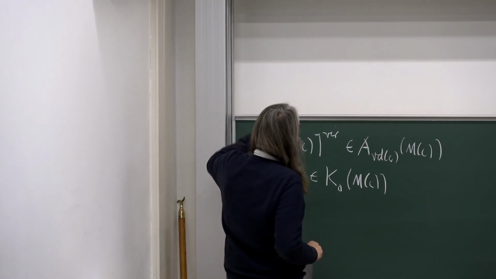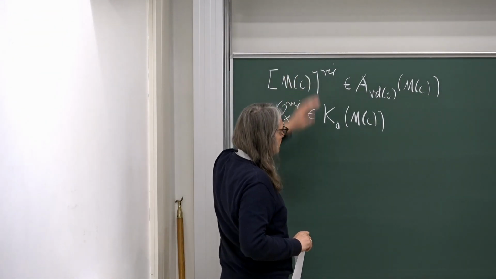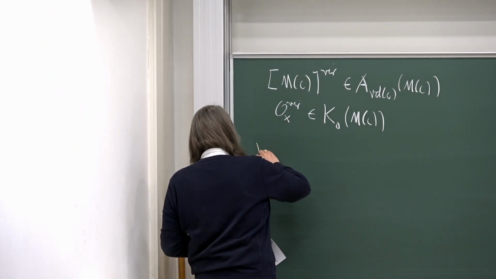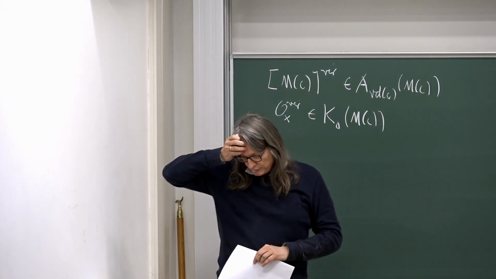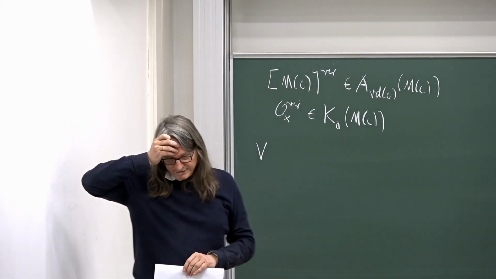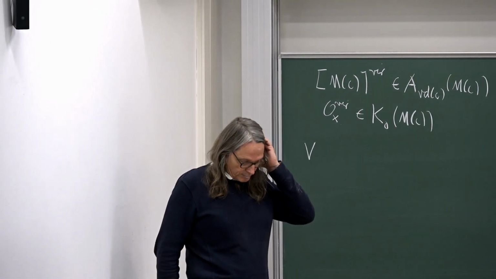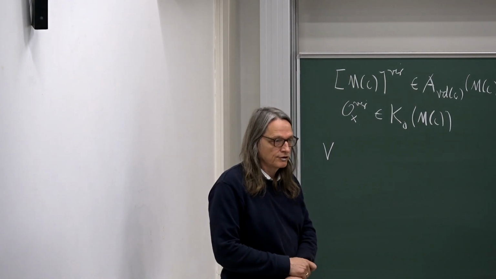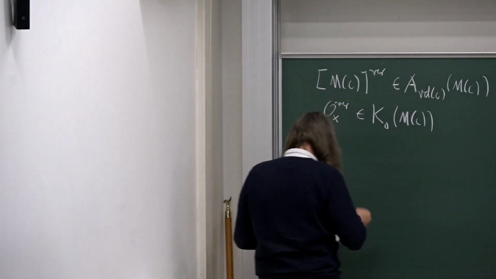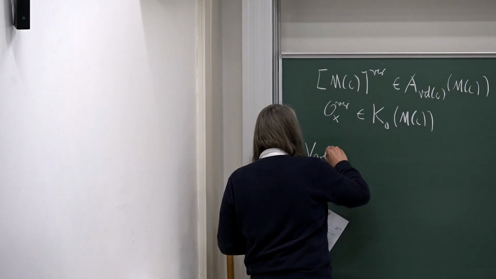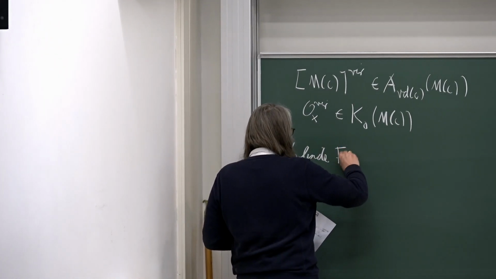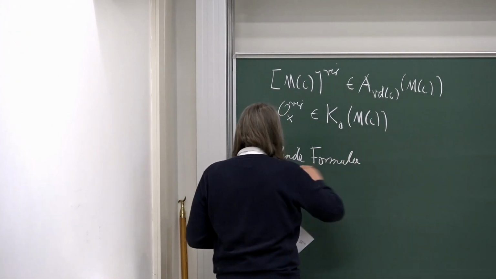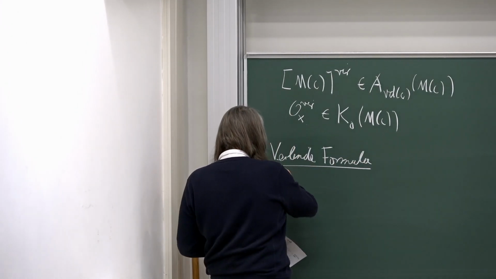So I want to give this kind of Verlinde formula. I don't know about conformal blocks or anything. So for me, a Verlinde formula is just a formula for the dimension of spaces of sections of determinant bundles on this moduli space. So what do I mean by this? We have first the determinant bundles.